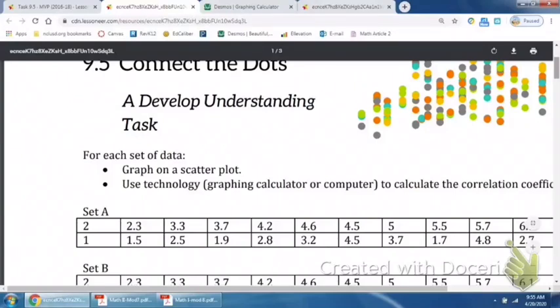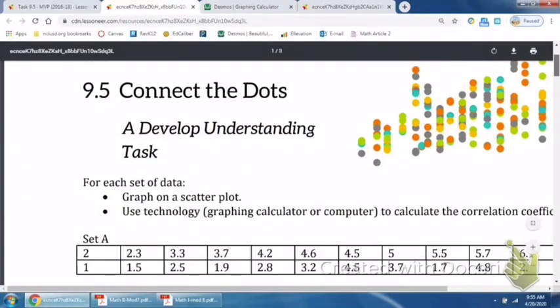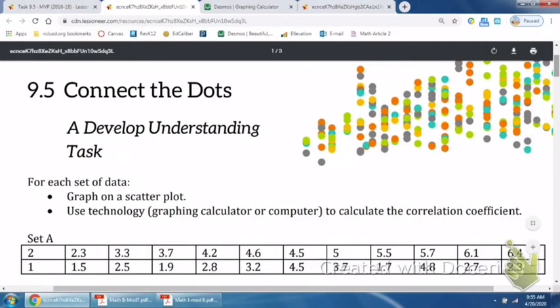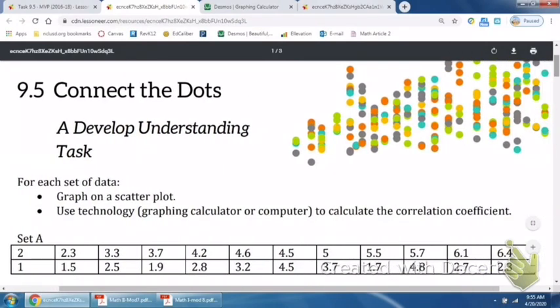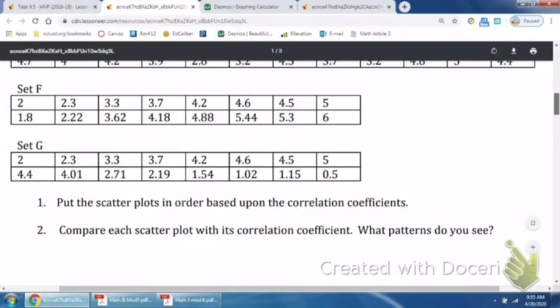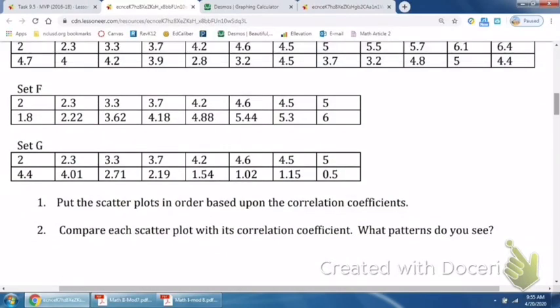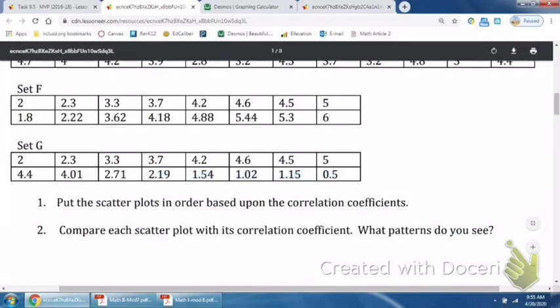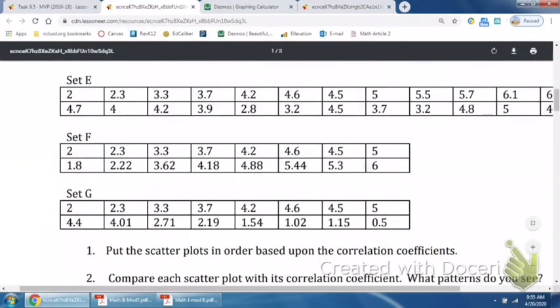Okay, so in this video, I'm going to use the 9.5 task from the book to teach you guys how to find the correlation coefficient using Desmos. Before we get started, the correlation coefficient is the measure of the relationship between two variables. The two variables we're usually talking about are x and y. In this case, we're going to start with this table F here.